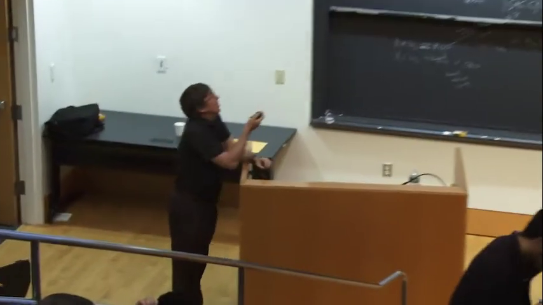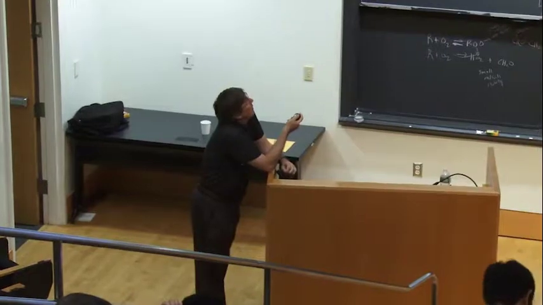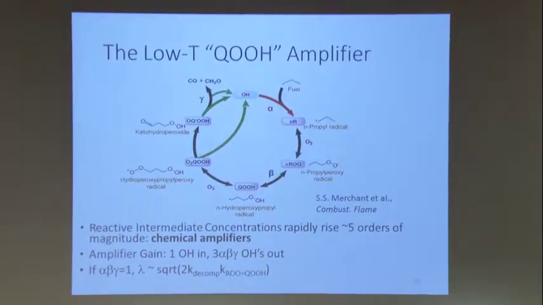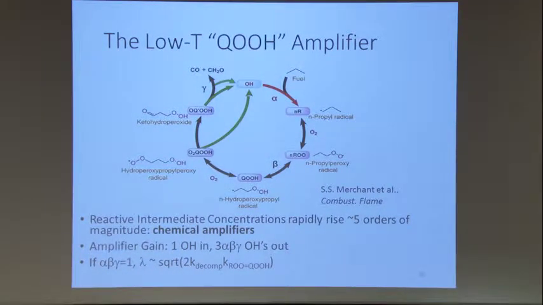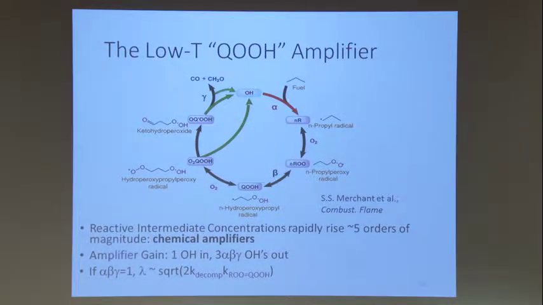So for the low temperature oscillator, you can write down these branch points where different things can happen. And if you know these branching fractions, you can figure out if the amplifier is going to have gain or not. So the key is that if you stayed inside the cycle, you would get 3 new OHs for each OH you put in. So the amplifier would have chemical gain of 3. But you're going to lose some at these different branch points because something else can happen. You have side channels where you can lose radicals.